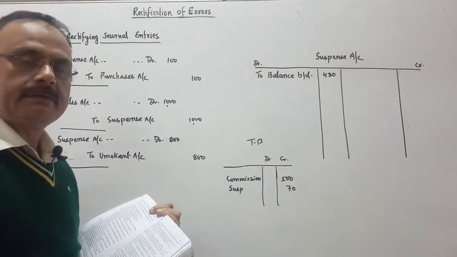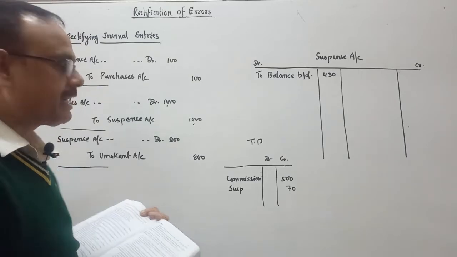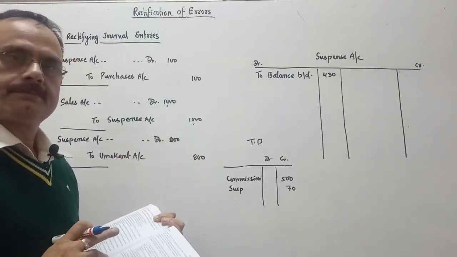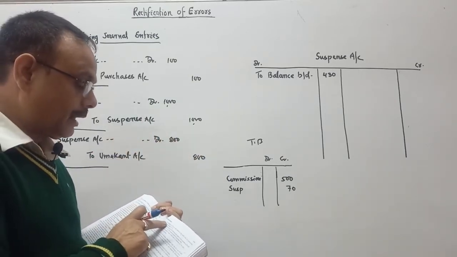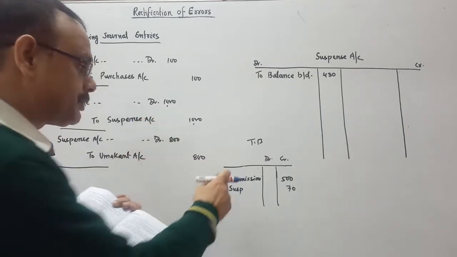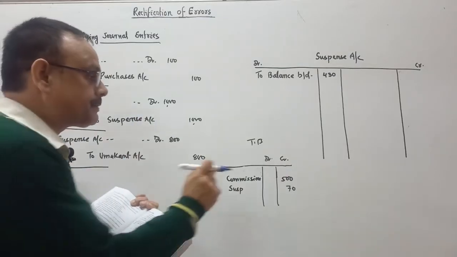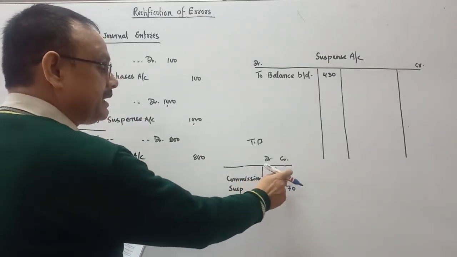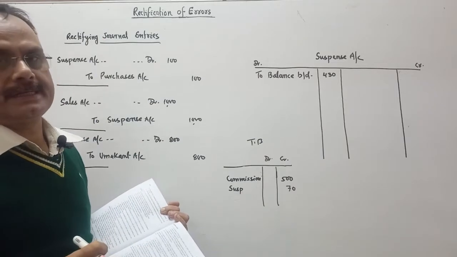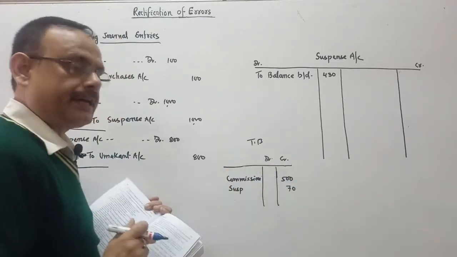To match the trial balance, we have to open the suspense account on the credit side because of this error. Is it clear? An amount of 500 has been posted to the credit side of the commission account instead of 570. It means we have posted 70 rupees less on the credit side. Then we'll open the suspense account to match the trial balance.